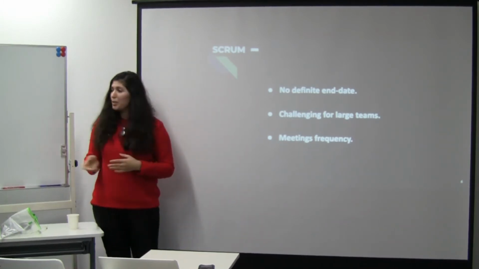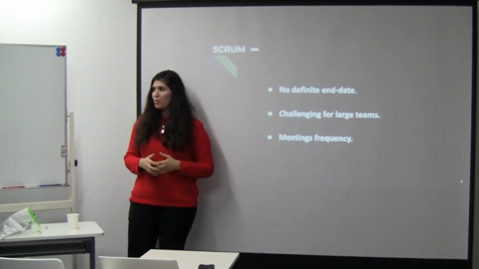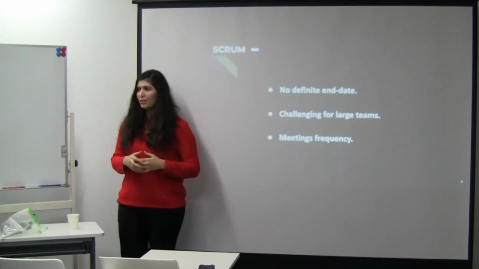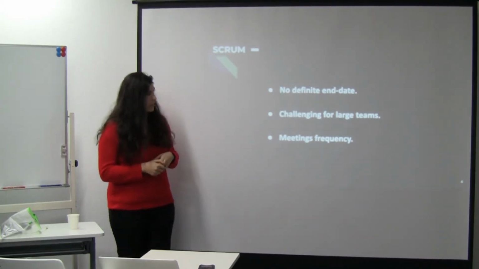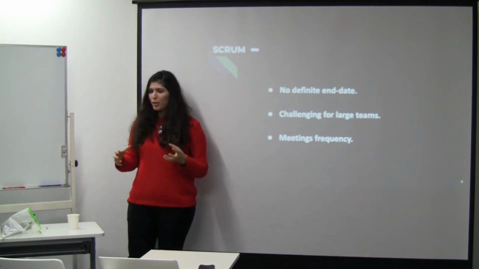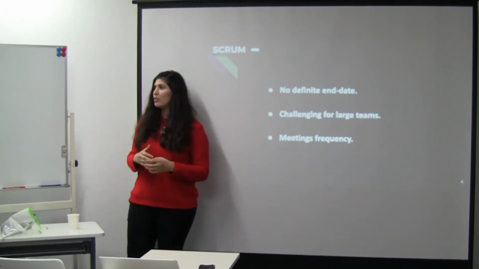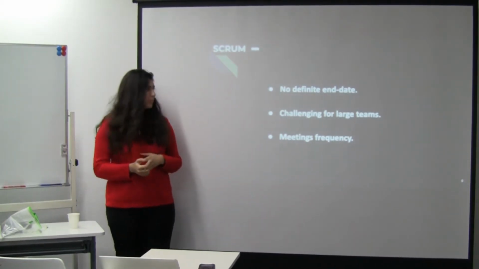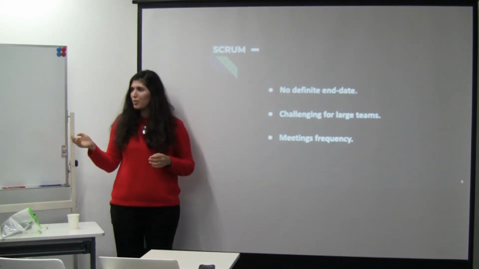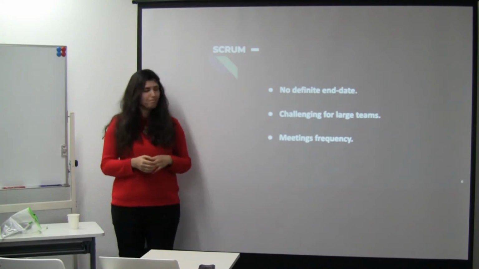It's challenging for large teams because teams should be from 3 to 9 members. Scrum doesn't advise more than that. And I think that's because they want to keep communication flow easy. Because the bigger the team, the harder it is to communicate between different members. And that's where the scaling agile frameworks come in.